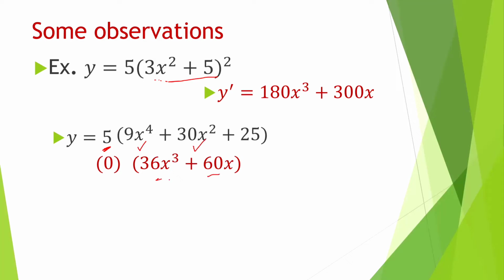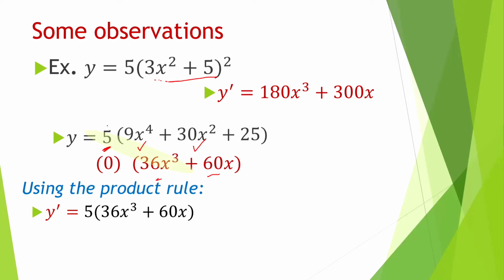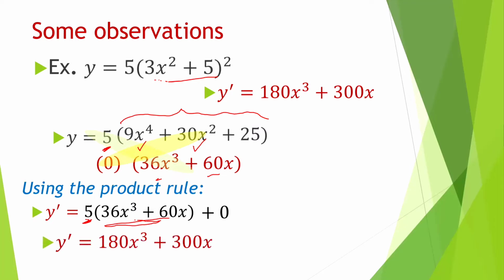So this one, and this one. Okay, so the product rule says this is what we'll do: we pair them. So 5 times (36x cubed plus 60x), then plus 0. So it turns out we can just take out 5 and then differentiate the rest of the function, which is this. It's a shortcut when you have a constant factor. Okay, so when we multiply this using the product rule, we get the same answer, we'd still get 180x cubed plus 300x.